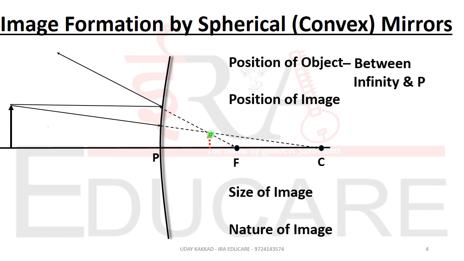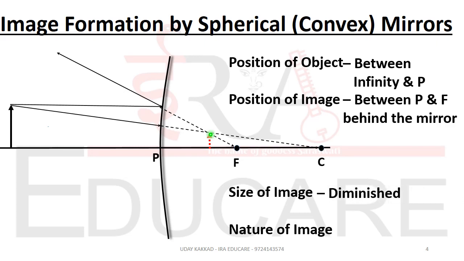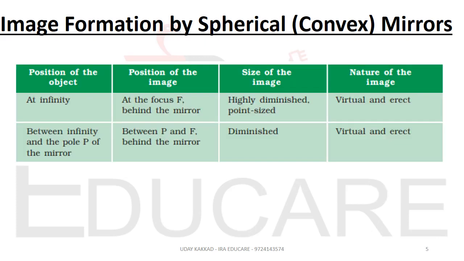So the position of the object is between infinity and P. The position of the image is between P and F, behind the mirror. The size of the image is diminished, you can see that, and the nature of the image is virtual and erect, you can see that. So this is the table which you can see. These are the two possibilities of the position of the object, and all the images form like this.